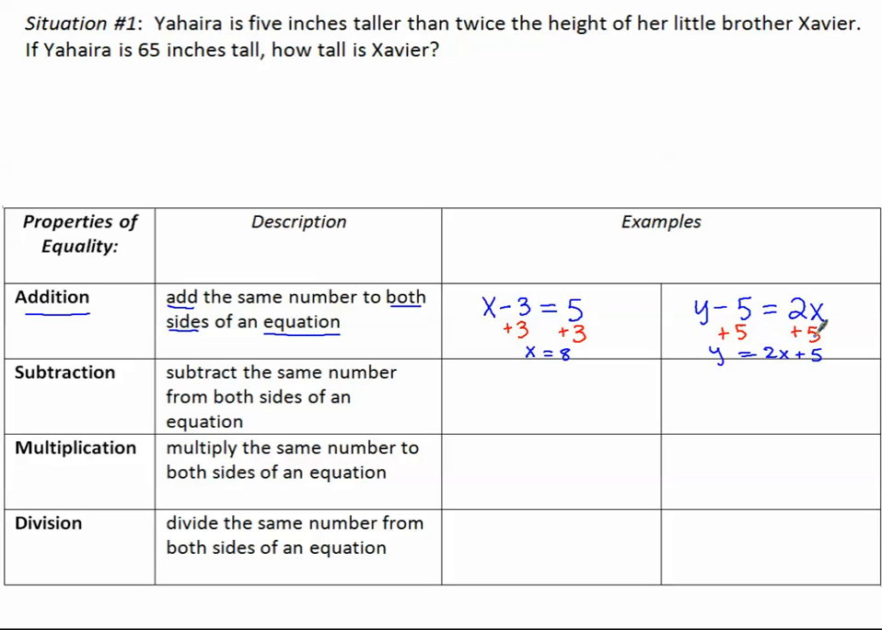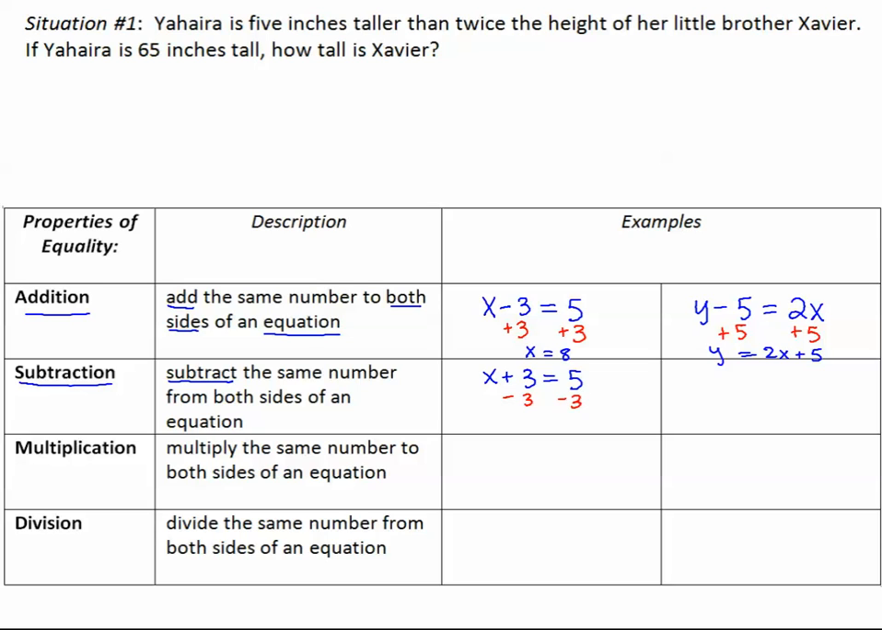Similarly, the subtraction property of equality says we can subtract the same number from both sides of an equation. For example, if this were to say x plus 3 equals 5, and I want the x by itself, I can subtract 3 from both sides. It does not matter what my result is, the point is I'm subtracting the same number from both sides.